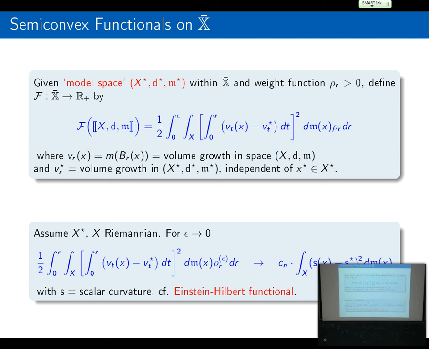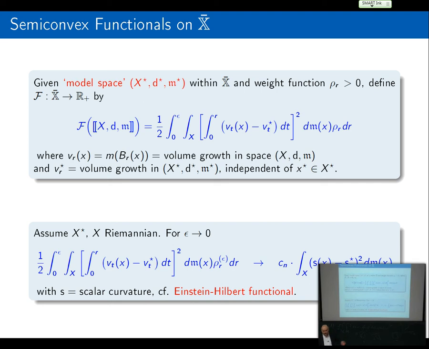So this is our model space. It has a certain volume growth, which shows up here. And now for a given space, we calculate the volume growth, so the volume of balls. We look for the difference between the volume of a model space and our given space, integrate several times to make it a little bit smoother, squared, and then we have a function which has a minimizer in exactly those points which have the same volume growth as the seven-dimensional sphere.